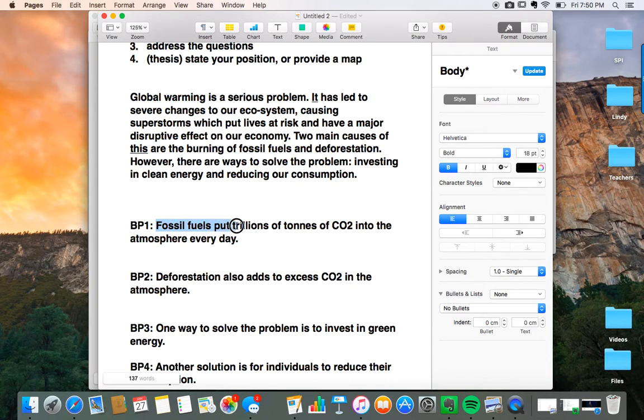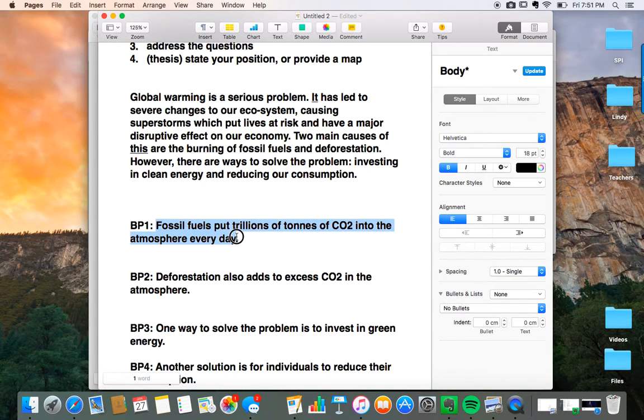Fossil fuels put trillions of tons of CO2 into the air every day. Now, trillions might be a bit high, maybe it's billions, I can't remember. Doesn't matter. Now the point here too, simple first sentence. No if, no because, no due to. Just a simple subject, verb, object. All right? Same here. Deforestation adds to the excess CO2. So again, subject, verb. Keep it simple. No if, no which, no that.